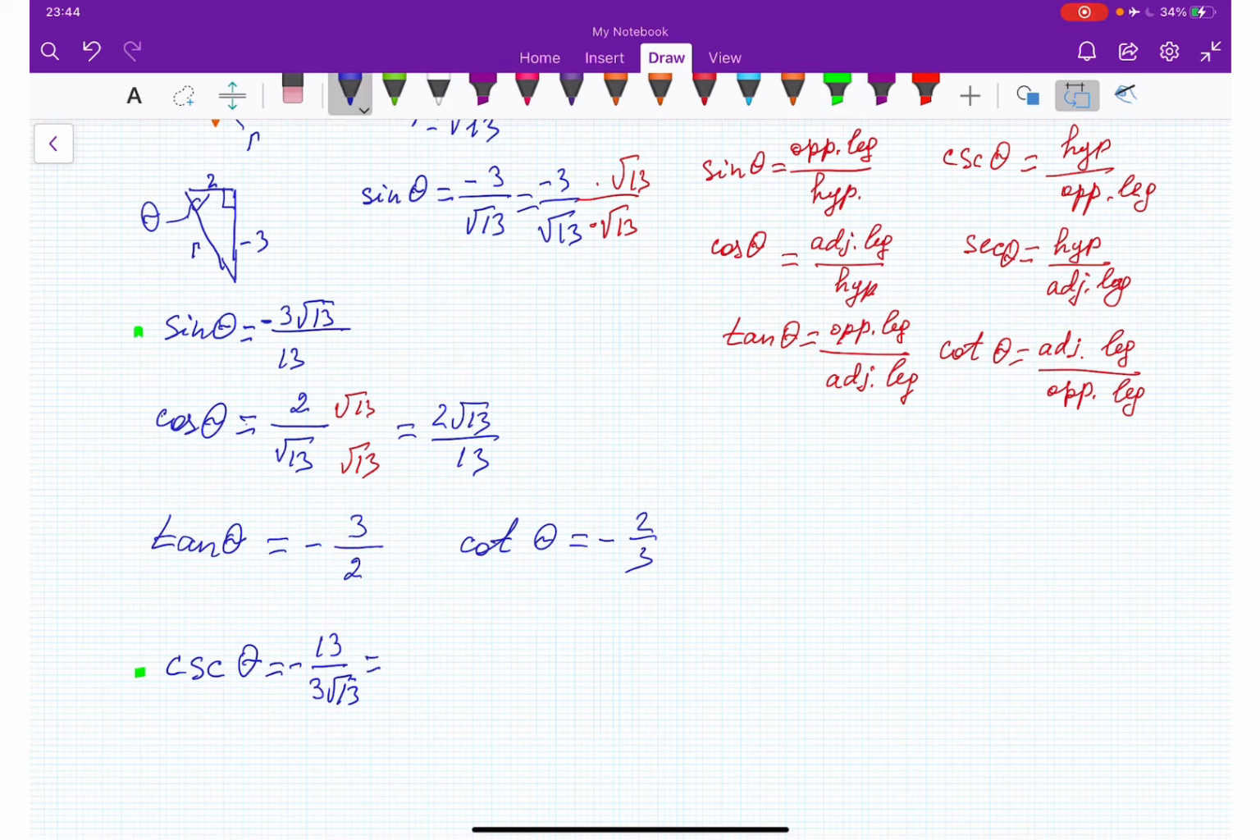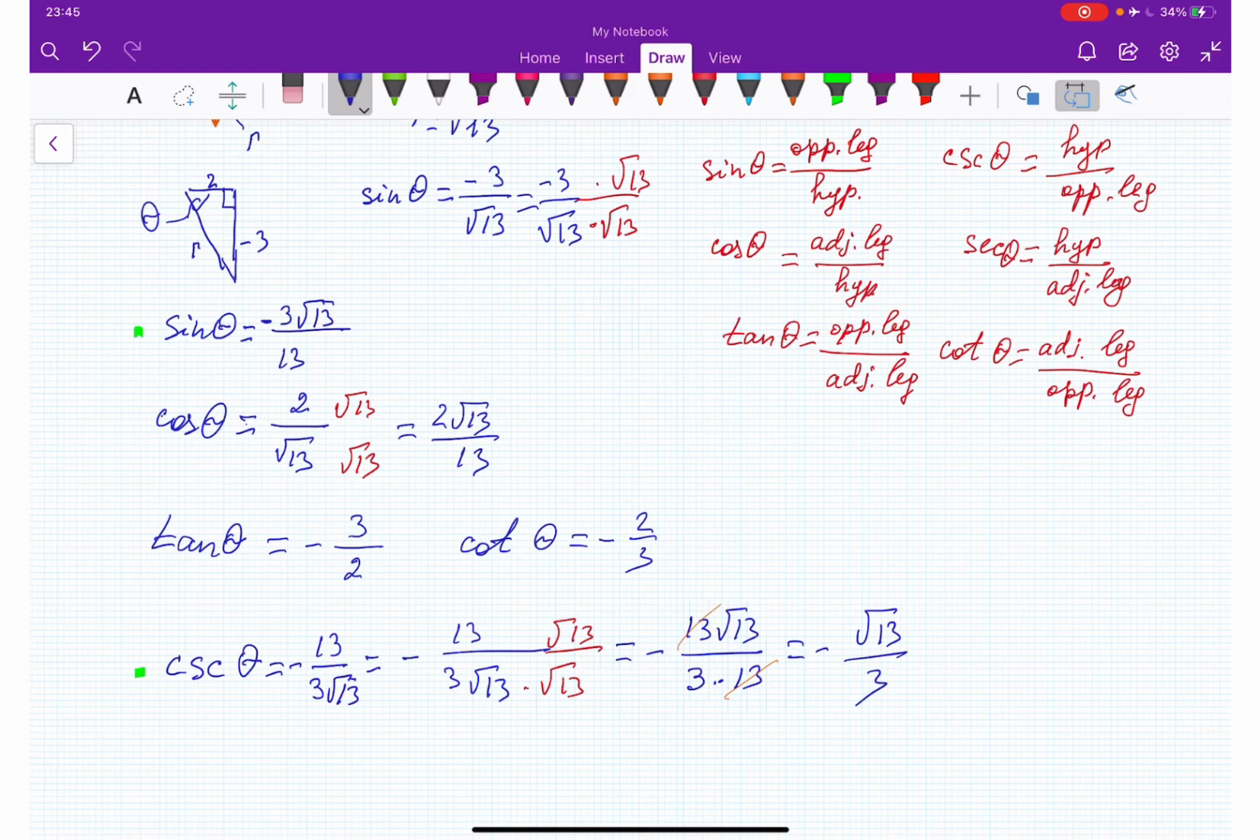Now let me rationalize. It's going to be equal negative 13 over 3 square root 13, times square root 13 over square root 13. And I'm going to get negative 13 square root 13 over 3 times 13, right? So this 13 is gone with this 13. And my answer is going to be negative square root 13 over 3, right?